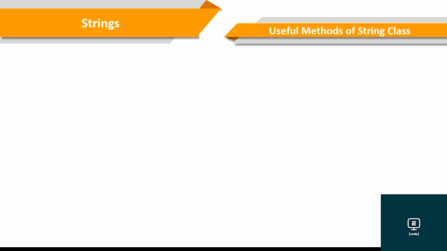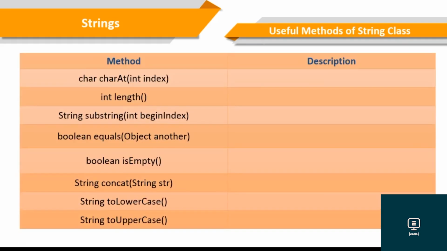Useful methods of the String class. So the String class provides many useful methods to perform string operations. Just have a look at this table. The charAt method returns a char value for the particular index. It takes an index parameter with the int type. The length method returns the length of a string. It actually has no parameter.